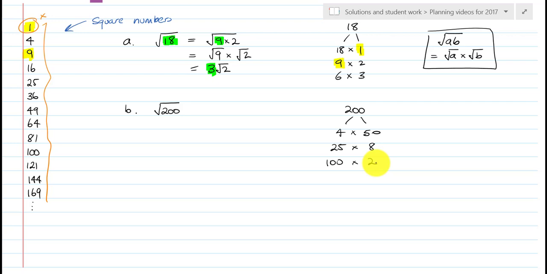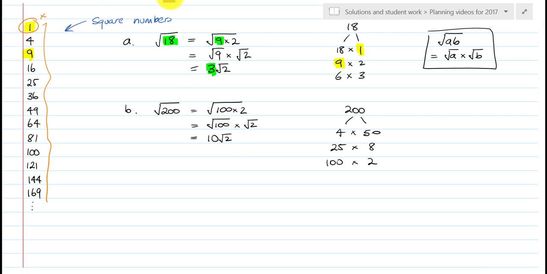But it won't matter. So let's imagine, first of all, we went for the largest. This is equal to the square root of 100 times 2, which is equal to the square root of 100 times by the square root of 2, which is equal to 10 times root 2. And we don't need that multiplication symbol there.